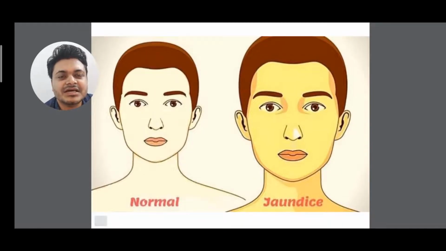If those symptoms are visible, then the person will have a yellowish skin, isn't it? The face skin, the hands and nails will become yellowish. On the right hand side you can see the person infected with jaundice, and the left hand side is a normal person.